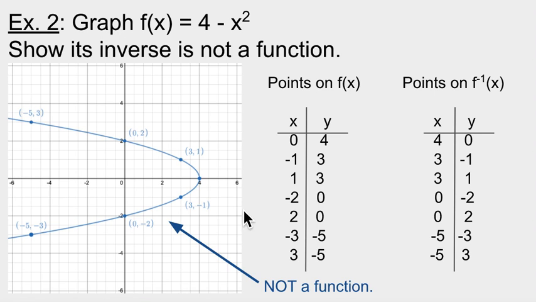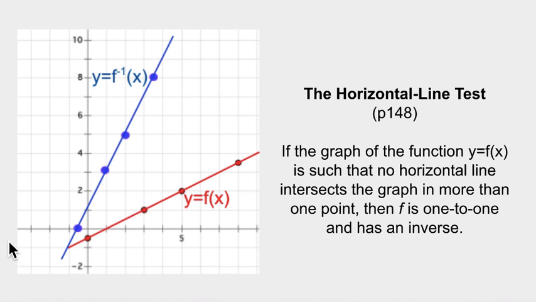Okay, so although this sideways parabola is not a function, we'll actually find in example 3 that it is two functions stuck together. But we'll come back to that later. For right now, let's talk about the horizontal line test, which is stated on page 148 by saying if the graph of a function y equals f of x is such that no horizontal line intersects the graph in more than one point, then we say that this function f of x is one-to-one, and it does have an inverse.